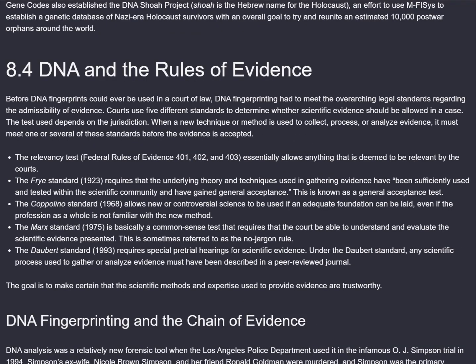Gene Codes also established the DNA Shoah project. Shoah is the Hebrew name for the Holocaust, an effort to use MFISys to establish a genetic database of Nazi-era Holocaust survivors with an overall goal to try and reunite an estimated 10,000 post-war orphans around the world.